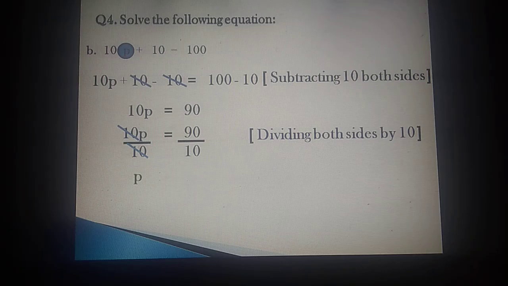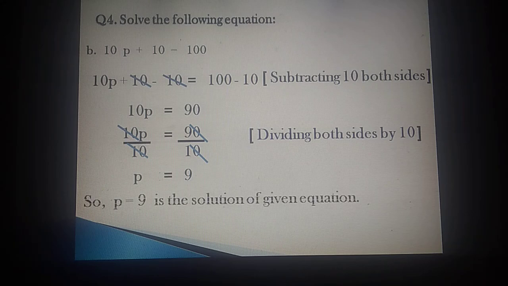And in the right hand side, what you will get? We will get 9. Yes. I hope the calculation is clear. You can use directly the table of 10. So again only p is left. So this is your answer.